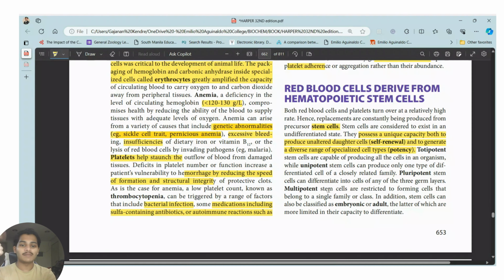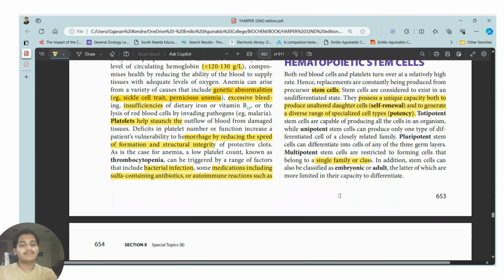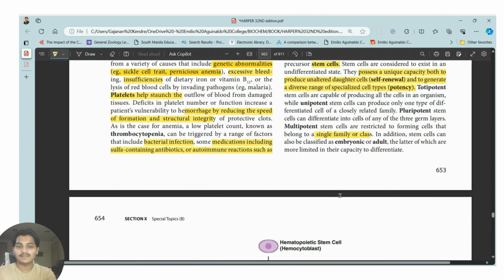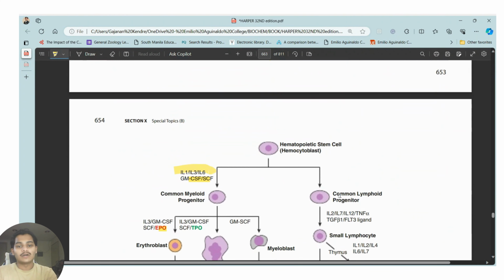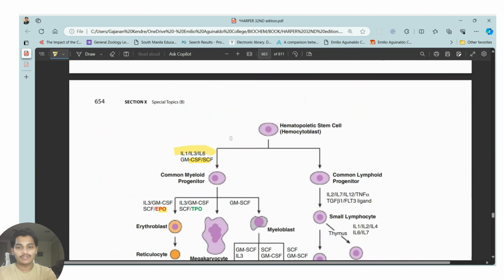Then what is a multipotent? Multipotent stem cells are restricted to forming cells that belong to a single family or class. Means if a stem cell is going to produce renal cells, then it can produce only renal cells. If it's going to produce gastric cells, it's going to produce only and only gastric cells. In addition, stem cells can be classified as embryonic and adult, in which the latter are limited in their capacity to differentiate. I mean, after some time, the adult stem cells cannot differentiate, but the embryonic stem cells are able to differentiate.